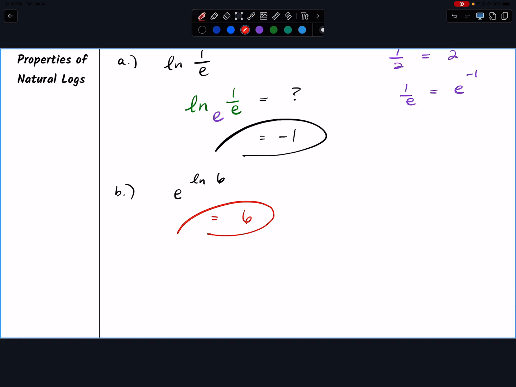C. 5 times the ln of 1. This is one that always comes up in calc. And you guys just wrote it down. What's the ln of 1? 0. So this is the same thing as 5 times 0, which is just 0.